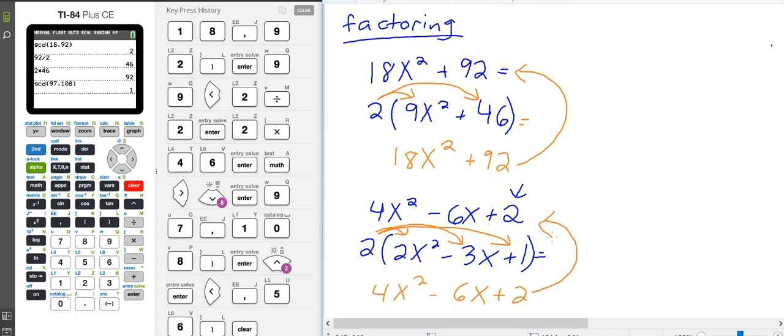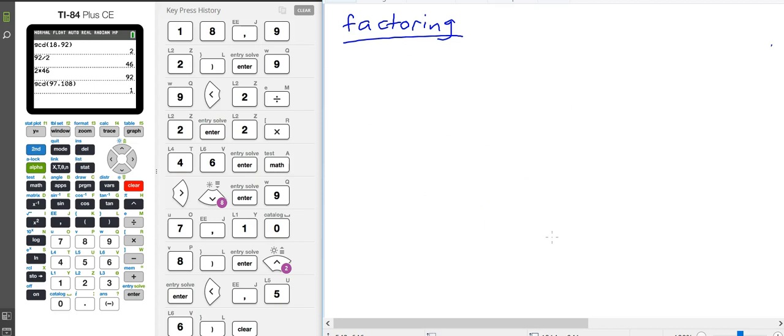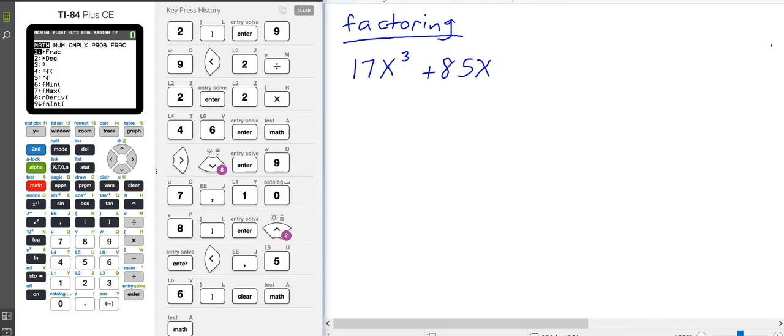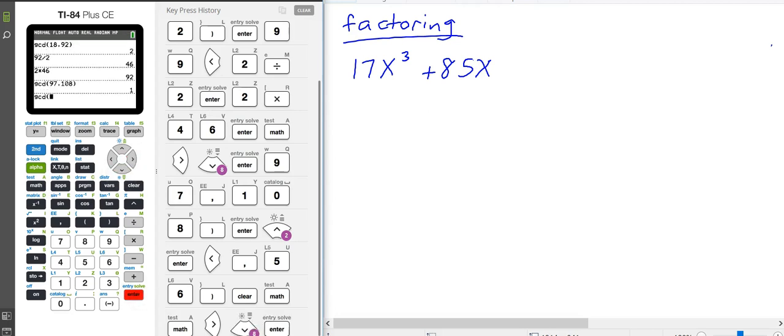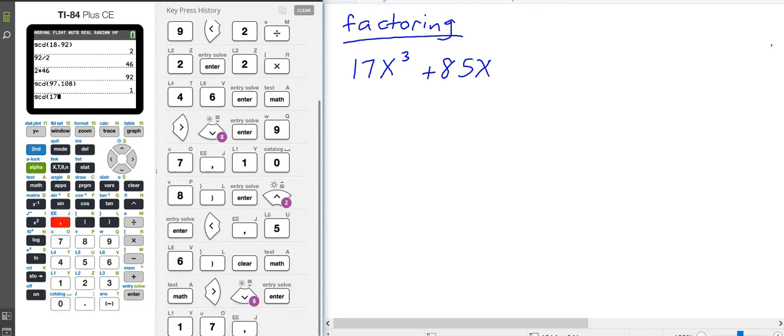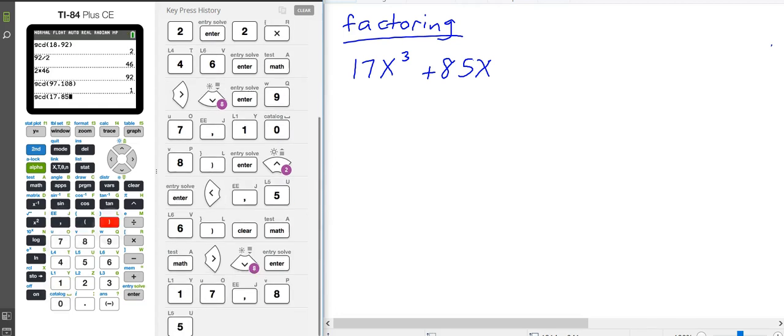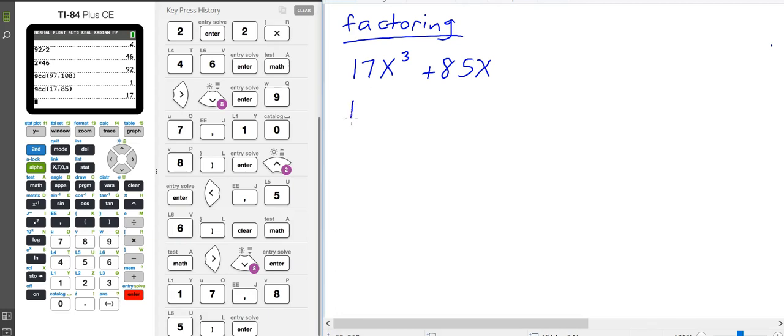Let's try another example. Let's say we have 17x cubed plus 85x. So is there some number that 17 and 85 are both divisible by? Let's have the calculator tell us. Math, right arrow to num, scroll down to GCD, enter 17, 85, close parentheses and enter. 17. So we're going to pull out 17.